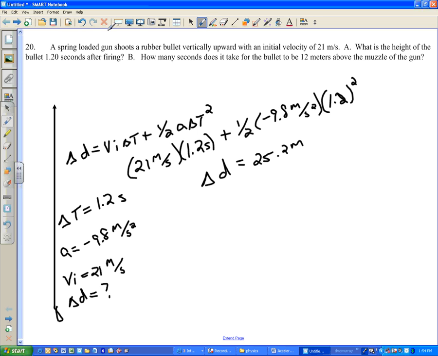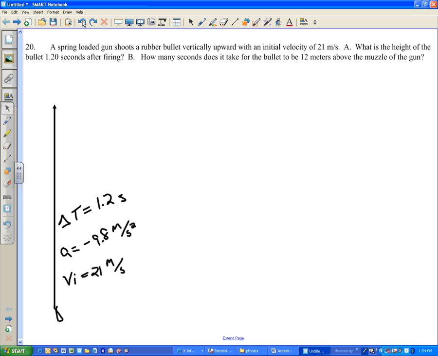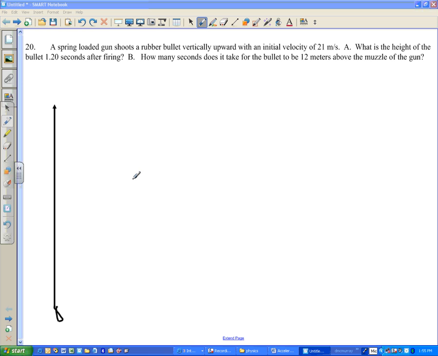Very nice indeed. Part B, I'm going to take a step back. For part B, now we want to know how many seconds it takes for the bullet to go 12 meters above the muzzle of the gun. Well, we just came up with the fact that 25.2 meters was traversed in 1.2 seconds. So you figure it's got to be less than 1.2. In fact, it's probably close to half that, because we're going more or less half the distance if you look at the numbers. This is assuming our 25.2 is correct, which it is.